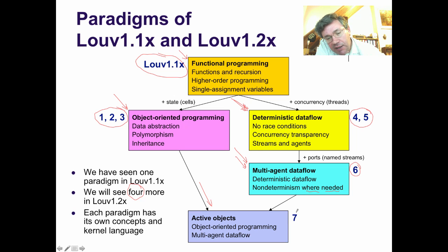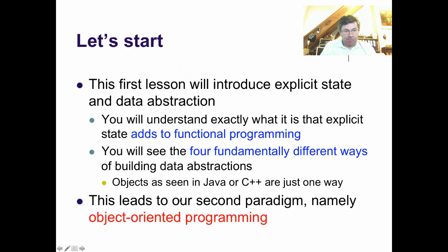And then finally, in lesson 7, we will combine object-oriented programming ideas and multi-agent data flow ideas, because these 2 sets of ideas can be combined, and you can get the advantages of both in a paradigm called active objects.